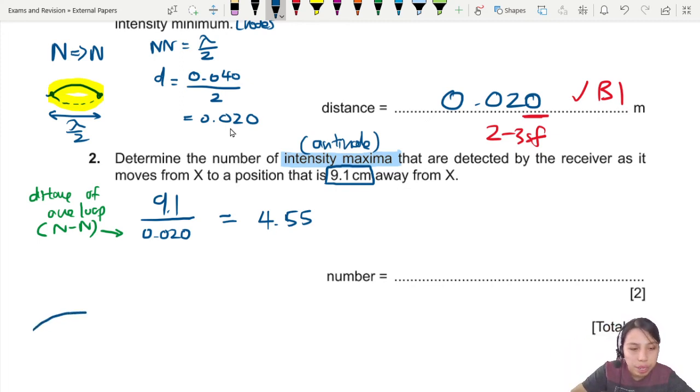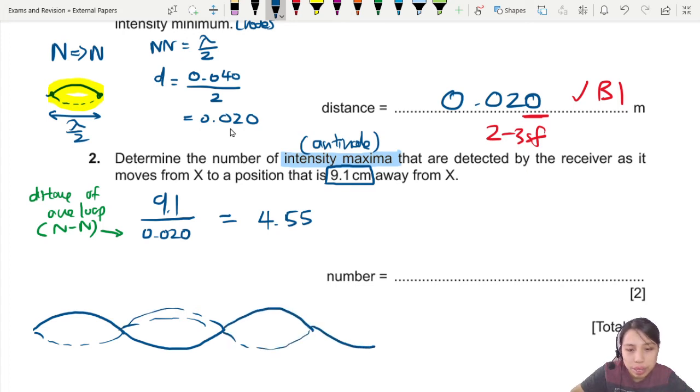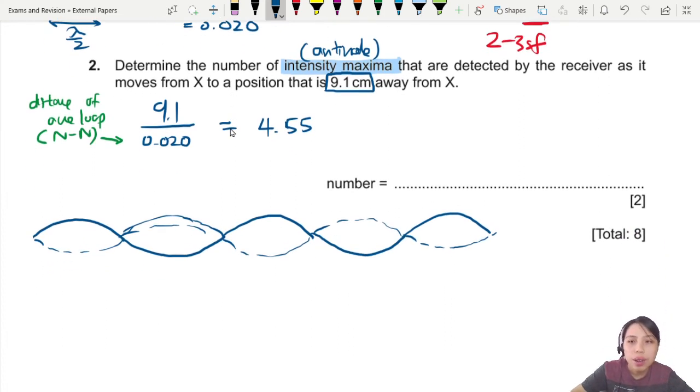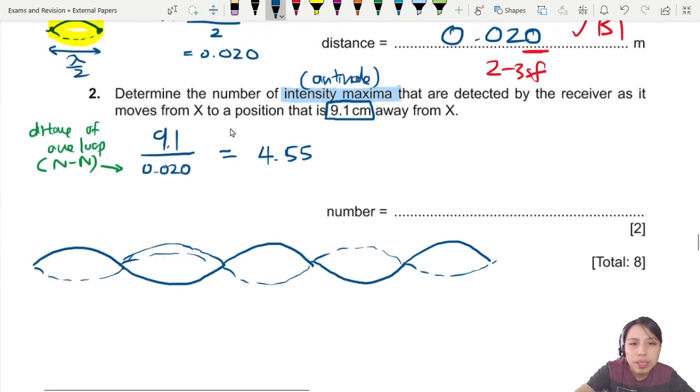So let's go 1, 2, oh my goodness, my drawing, 3. They're supposed to be the same size, okay. 4, 5. Okay, stop here. Do some calculation, rough maths. So each loop is 2 cm. 0.02 is 2 cm.